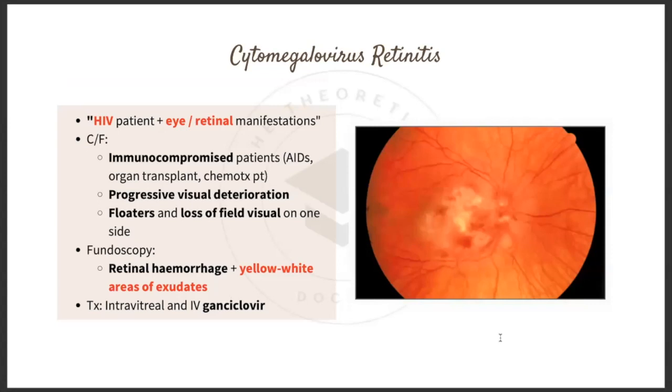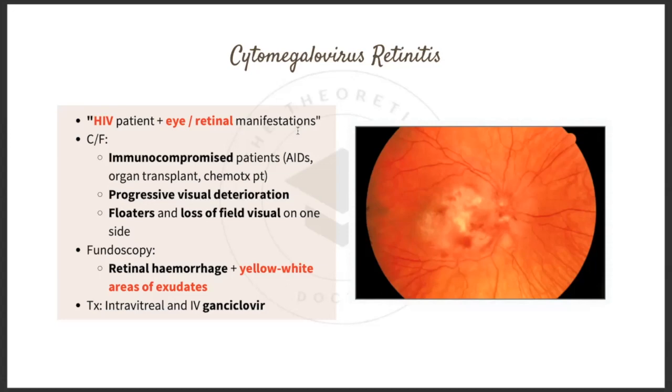Cytomegalovirus Retinitis. So a clincher to take note over here would be an HIV patient with eye or retinal manifestations. So some clinical features to take note of here. The patient may be immunocompromised. The patient may be suffering from AIDS, or previously had an organ transplant, or maybe even be a patient undergoing chemotherapy. So there's progressive visual deterioration.